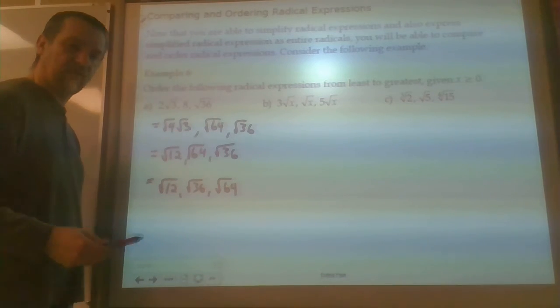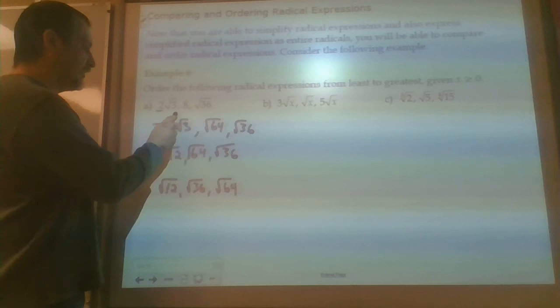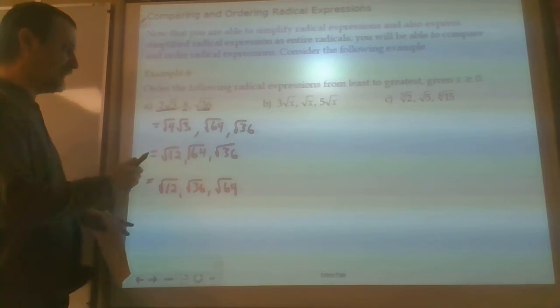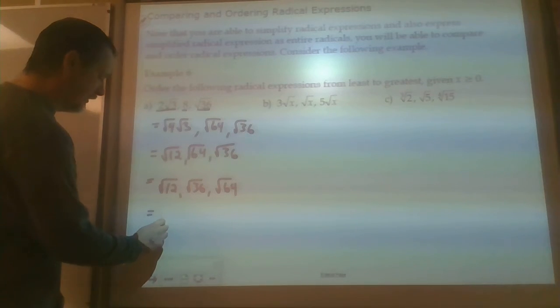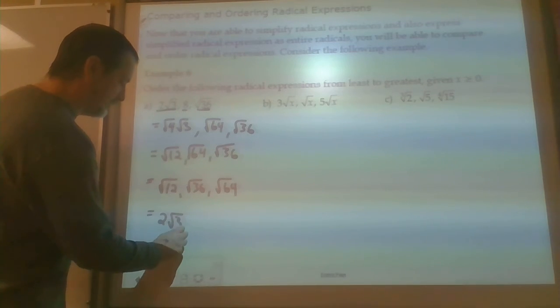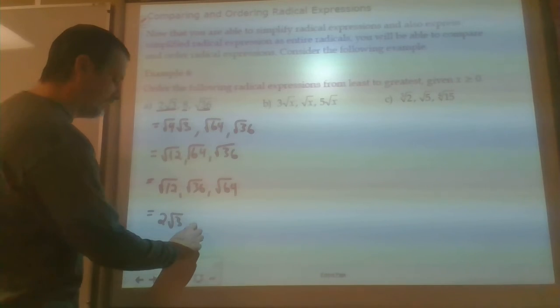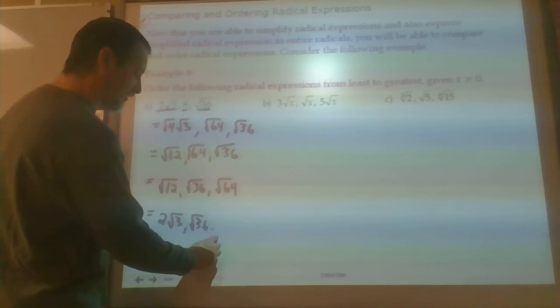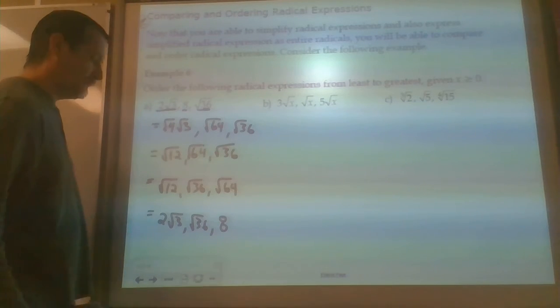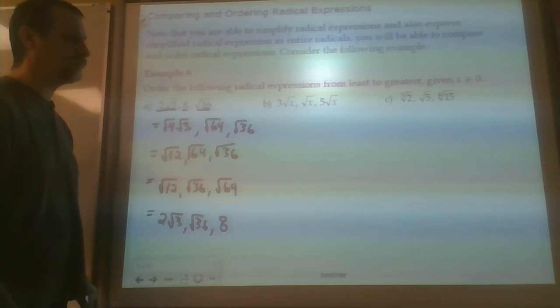We always have to write our final answer with the original format we were given, so I can't leave square root of 12 as square root of 12. It was given to me as 2 root 3, so I'm going to rewrite it as 2 times the square root of 3. Square root of 36 was given to me as square root of 36. It stays. The square root of 64 was in fact given to me as 8, and there's my final answer.